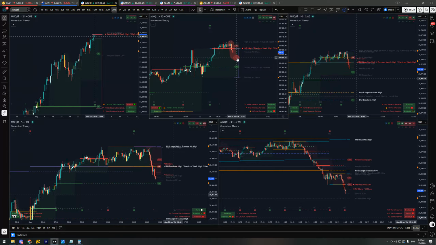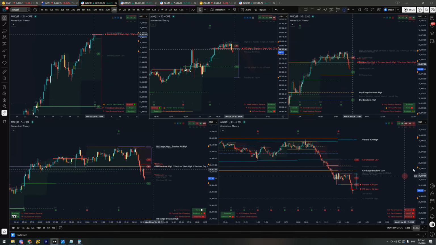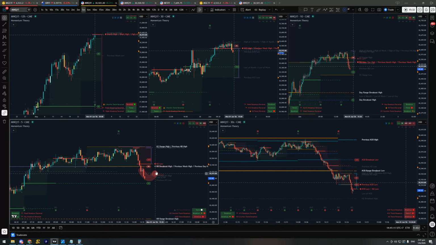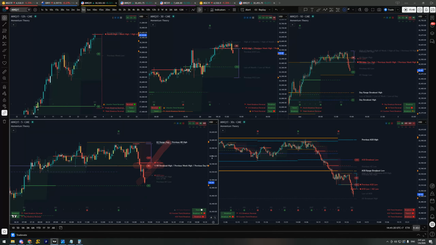Otherwise, I'm waiting for price to pull back, form some structure, and then look for continuations. All right, so I'm just going to set some alerts here. I want to see if price can get back above the previous day high. I don't want to trade right into a faked out previous day high. If it can do that, I'll be interested again to look for longs. Otherwise, I'm going to be waiting for price to continue on down.